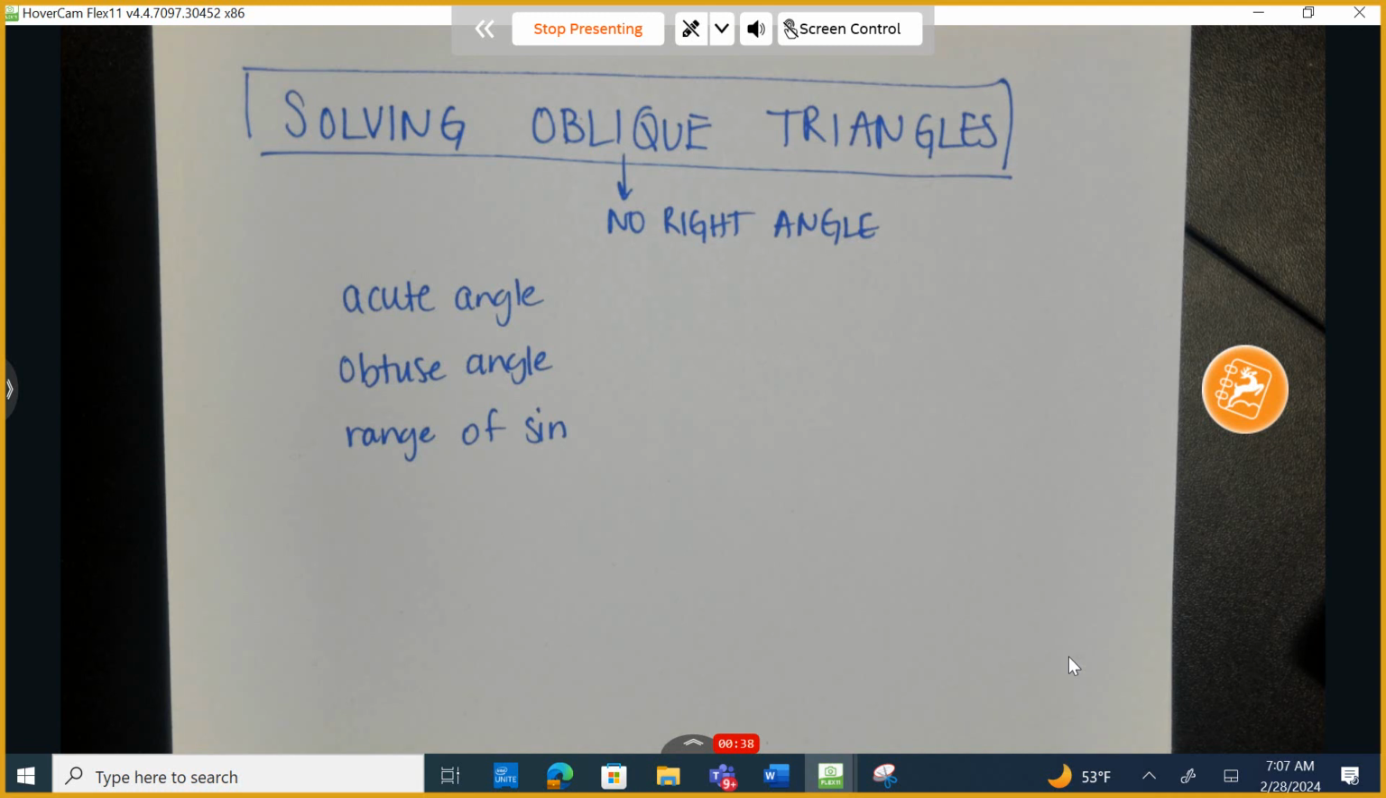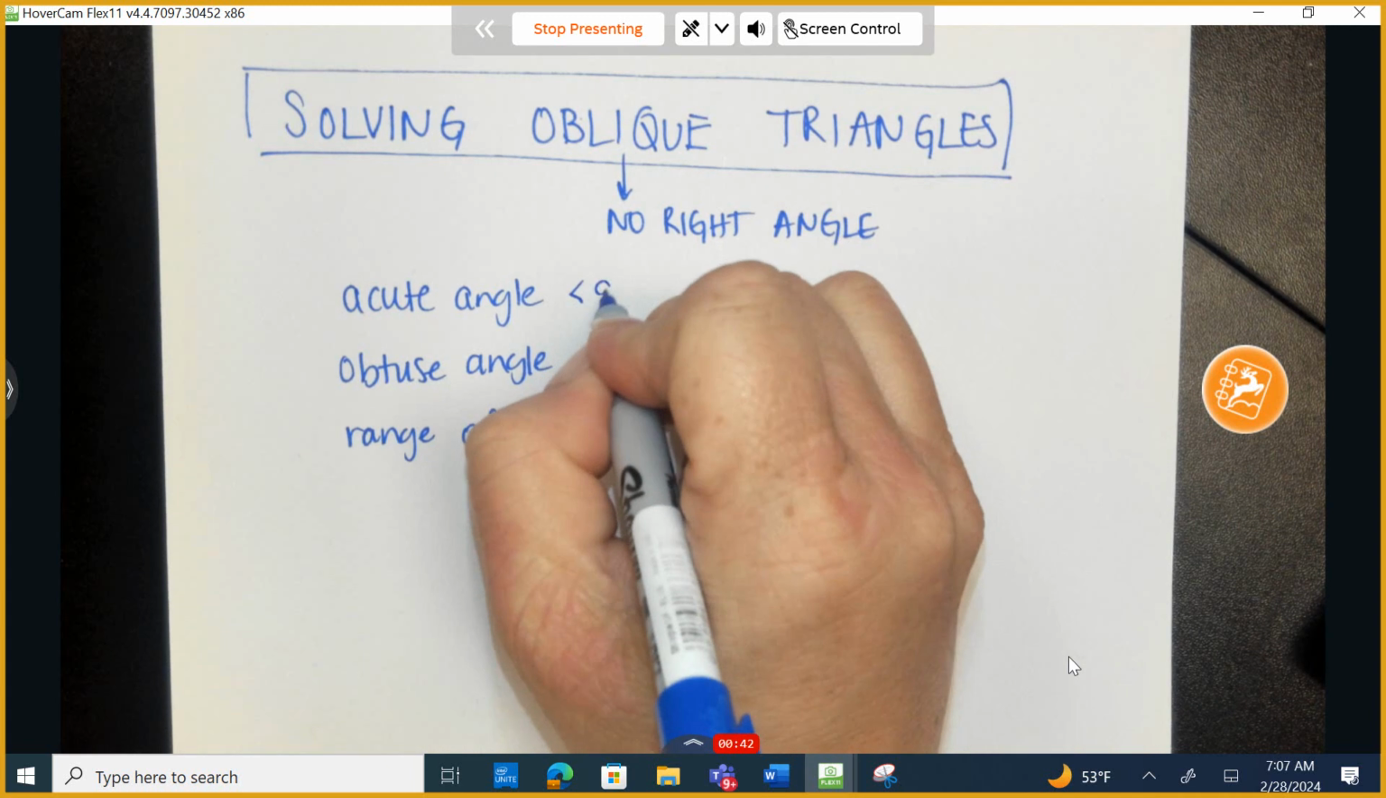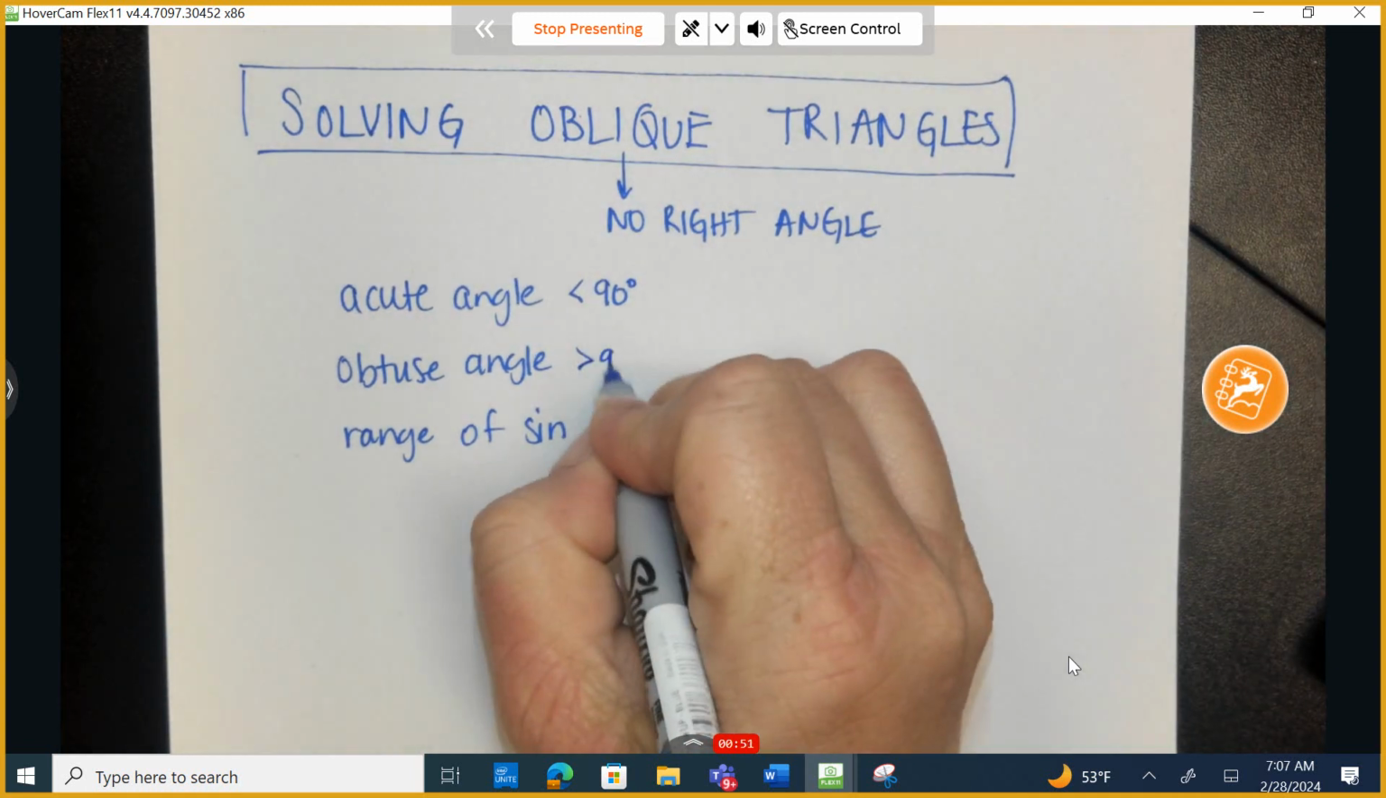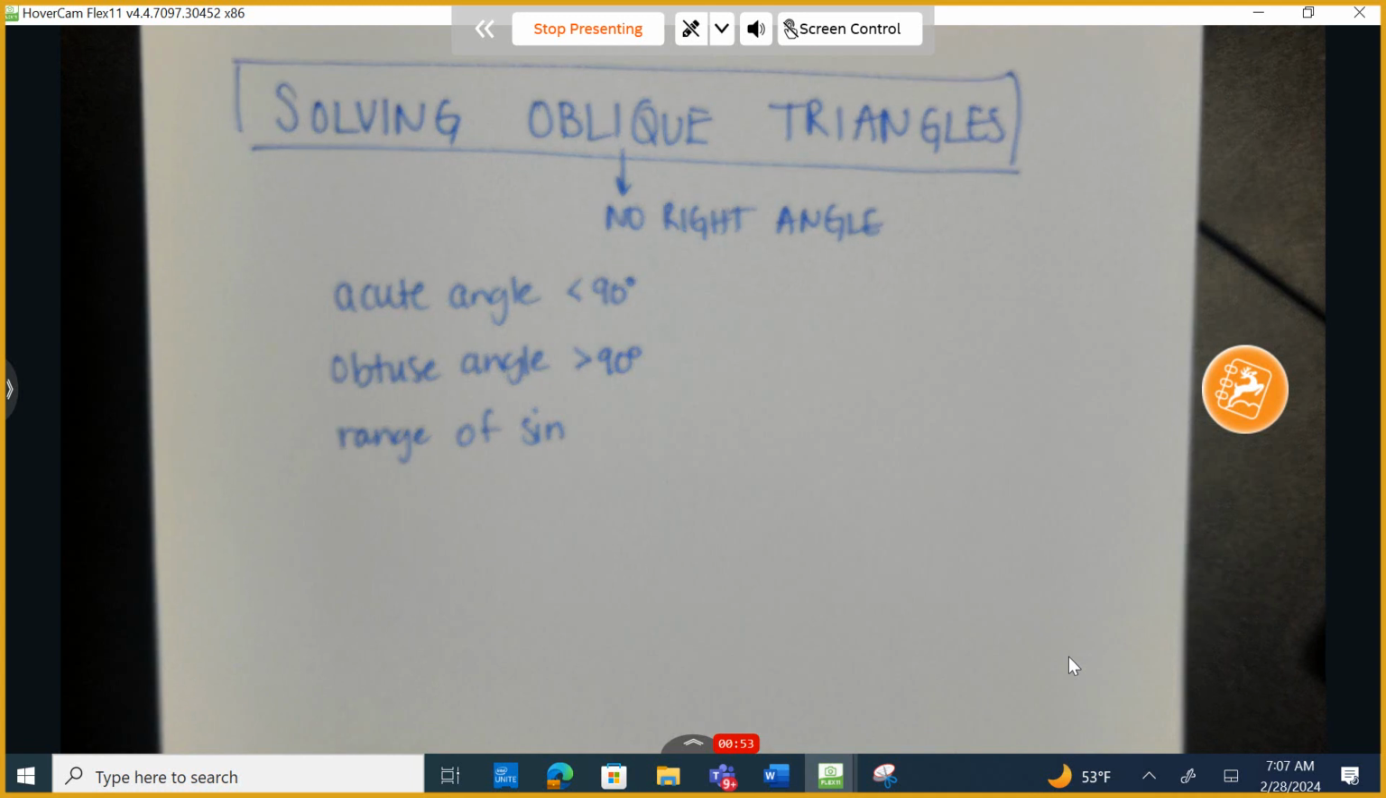So really quick, what is an acute angle? Acute angle. Less than 90 degrees. What is obtuse? Obtuse, kiddos, what is it? Bigger than 90 degrees, good. And then what is the range? Because this is the key.